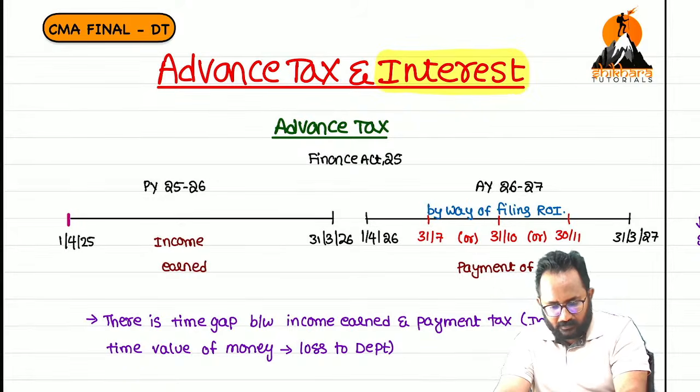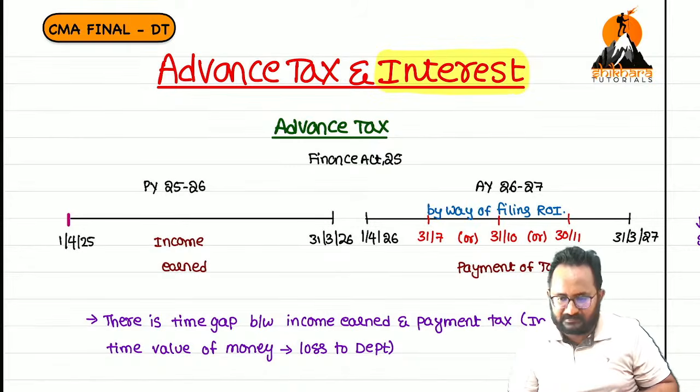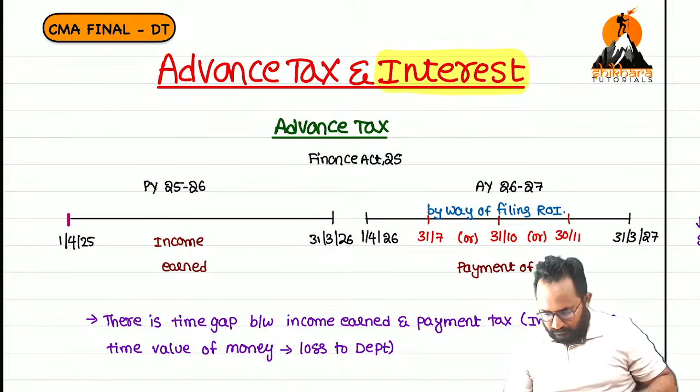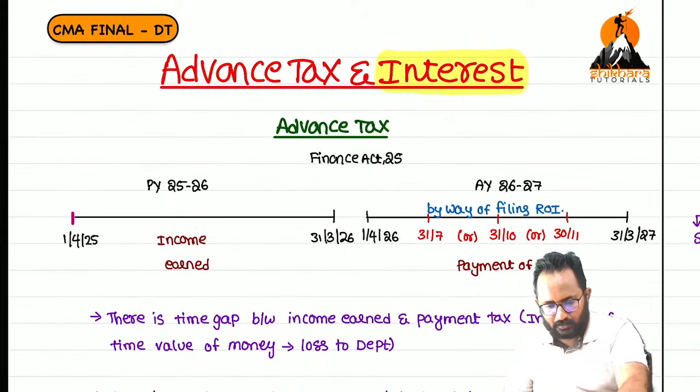So then we can start our discussion directly with the new chapter. What is the new chapter? Advanced tax and interest.